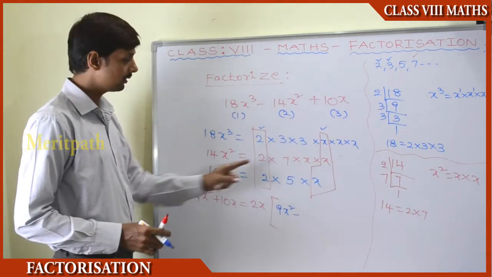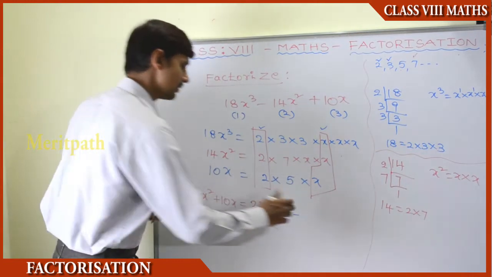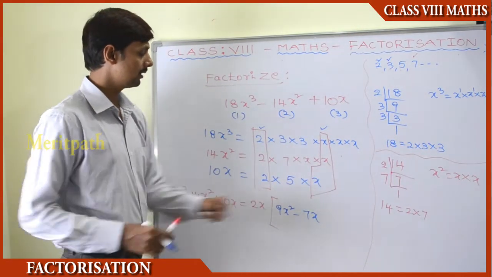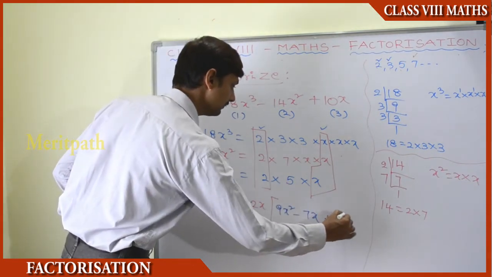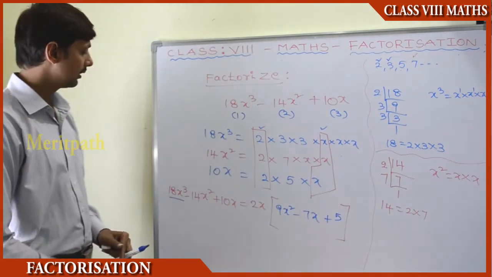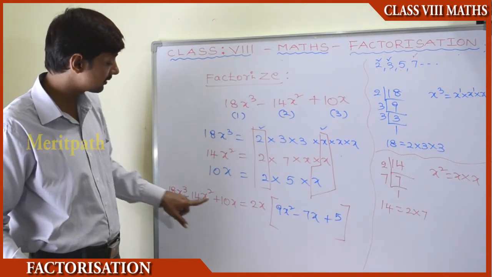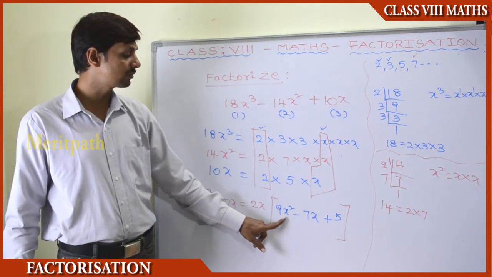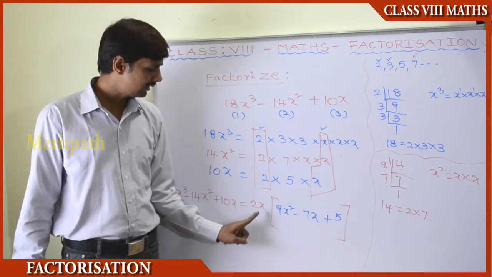Then after we have taken 2x common, what is left over is 7 into x, 7x. Then after taking 2x common, this 5 is left out. There is a plus symbol, so plus 5. So after factorizing this expression, 18x cubed minus 14x square plus 10x is equal to 2x into 9x square minus 7x plus 5. We observe here that these are the factors.